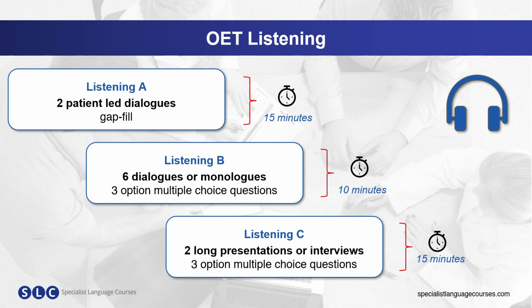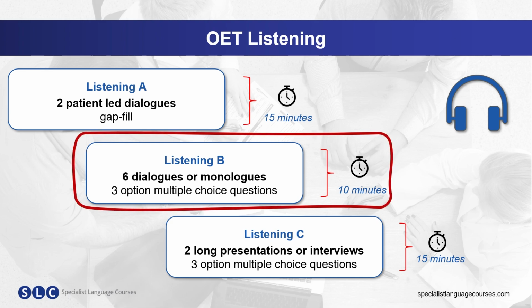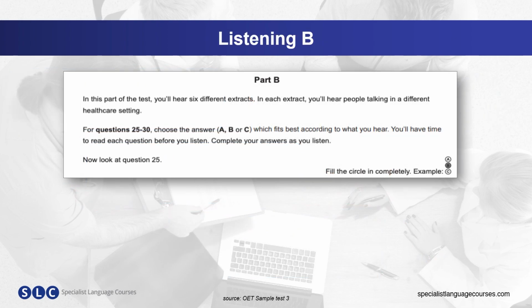Let's begin. There are 3 parts to the listening paper, and today we're going to focus on Listening B, where you hear 6 different dialogues or monologues with 3 option multiple choice questions to complete. In Listening B, each audio lasts about 1 minute, and before you listen, there is 15 seconds reading time. Each audio can be a monologue or a dialogue around any of the 12 professions.